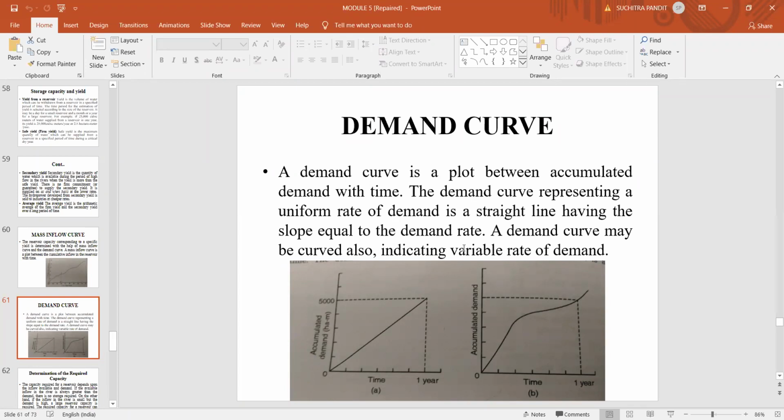So now let us discuss how to calculate the storage capacity of a reservoir by using the mass inflow curve and the demand curve. The demand curve is a plot between accumulated demand with respect to time, and the demand curve representing a uniform rate of demand is a straight line. So wherever you have a constant rate of demand, the demand curve will be a straight line having slope equal to the demand rate. A demand curve may be curved also, indicating variable rates of demand. So these two figures clearly explain the demand on the downstream side, whether the demand is constant or it is varying.